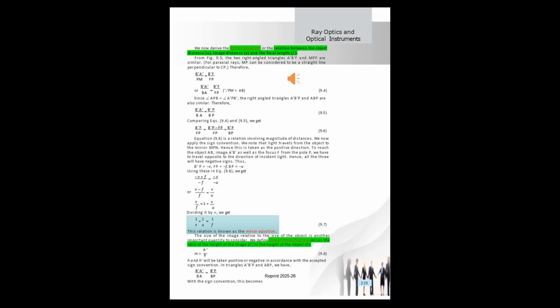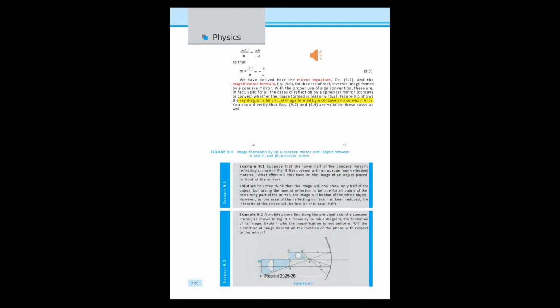In triangle C'B'P and ABP, we have B'A'/BA equal to B'P/BP. So with the sign convention, this will become minus h'/h is equal to minus v/minus u. So that m equals h'/h equals minus v/u, 9.9.